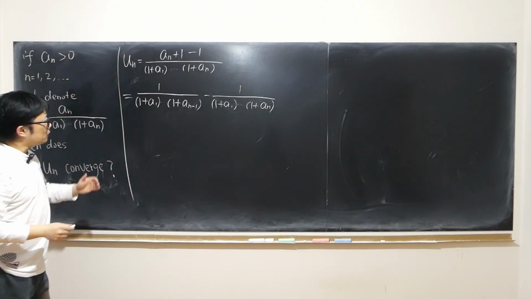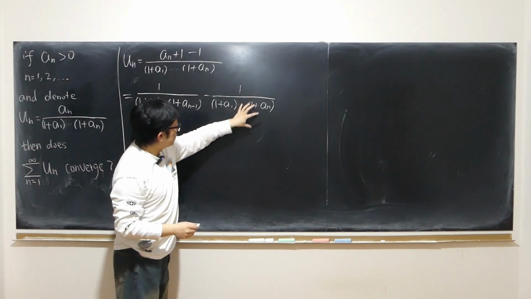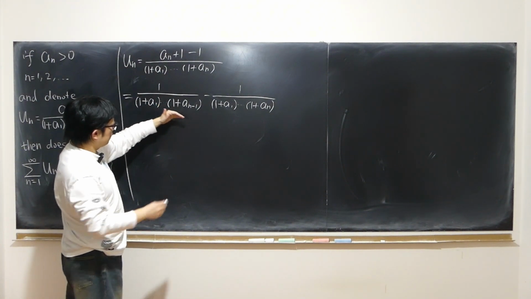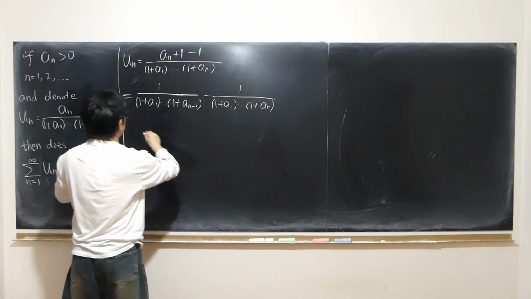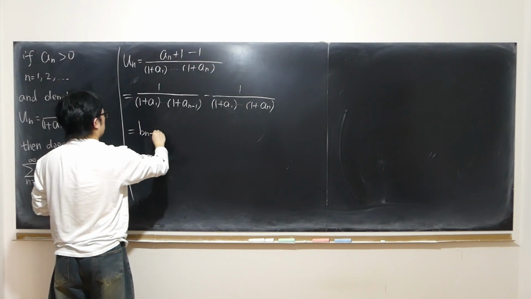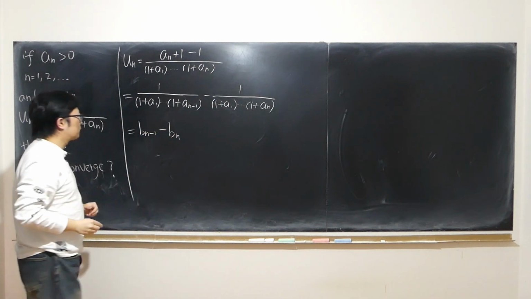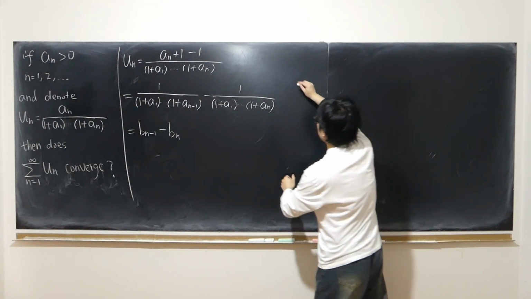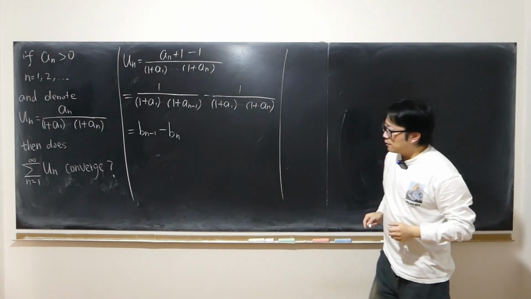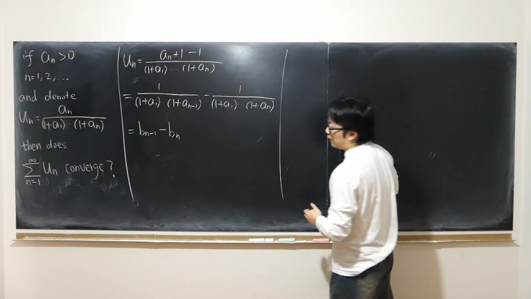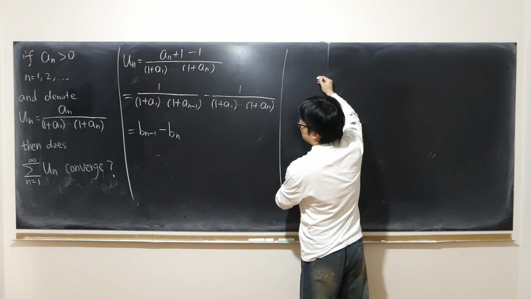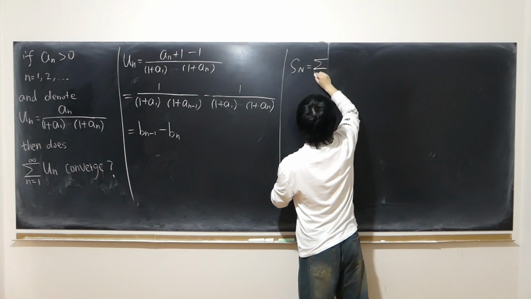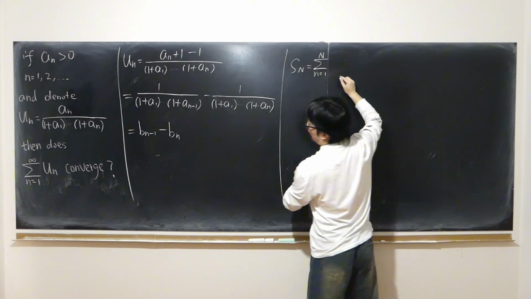Now I just denote this whole term as b_n. So this term is automatically b_{n-1}. That's the only difference. So u_n equals b_{n-1} minus b_n, for our own convenience. Before we study this infinite series, let's first study the finite series. I'll denote it as S_N, that is the sum from n equals 1 to capital N of u_n.